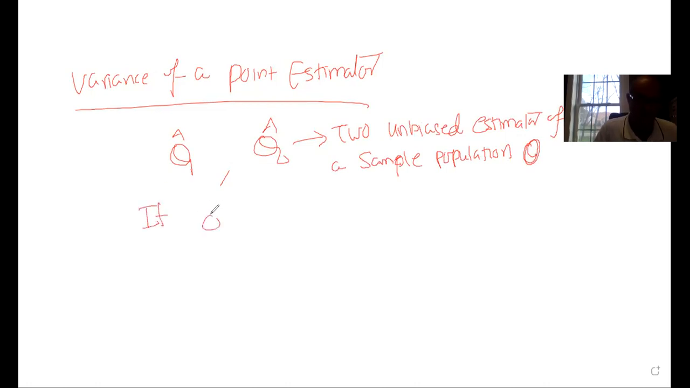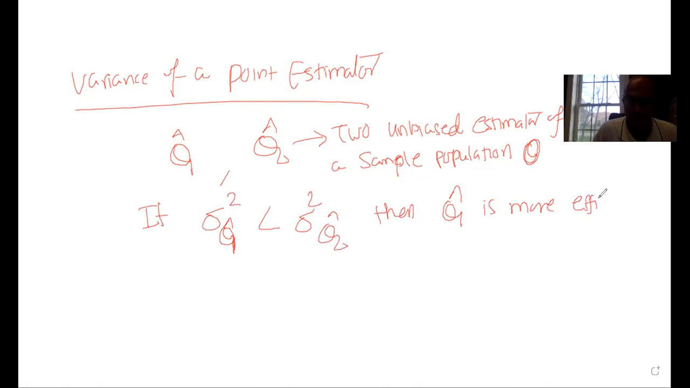If the variance sigma square of theta 1 cap is less than the variance sigma square of theta 2 cap, then theta 1 cap is a more efficient estimator of theta than theta 2 cap. What does it mean?